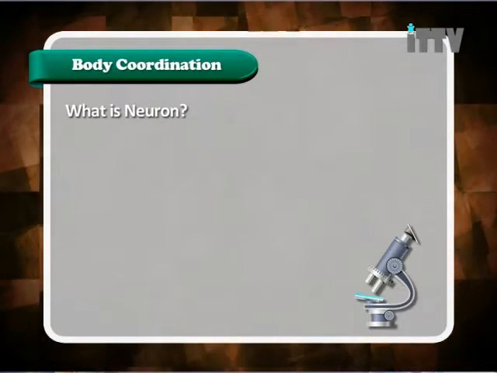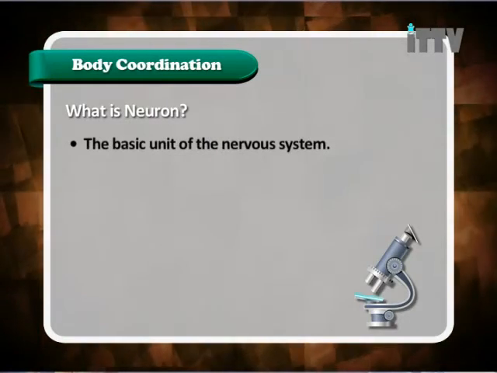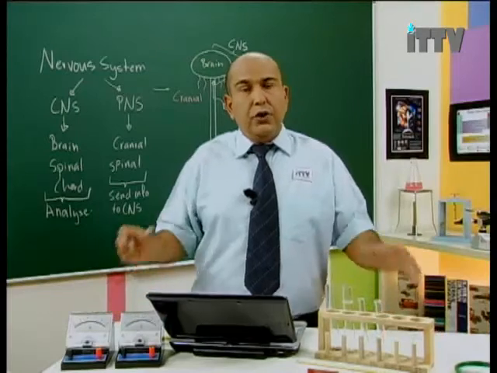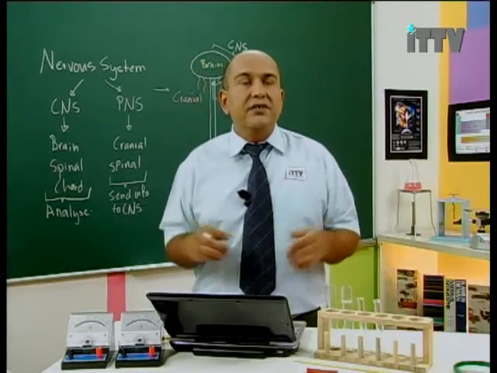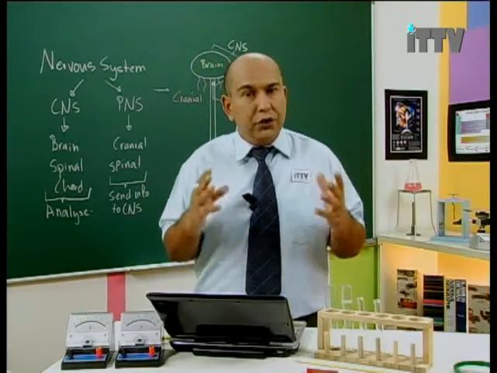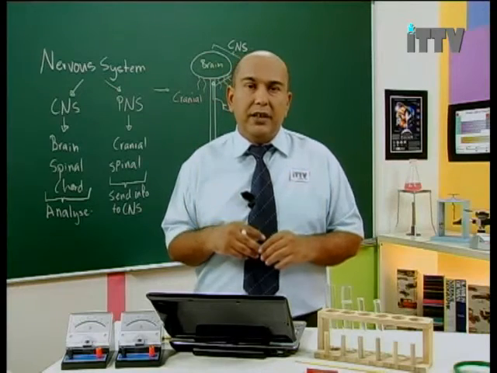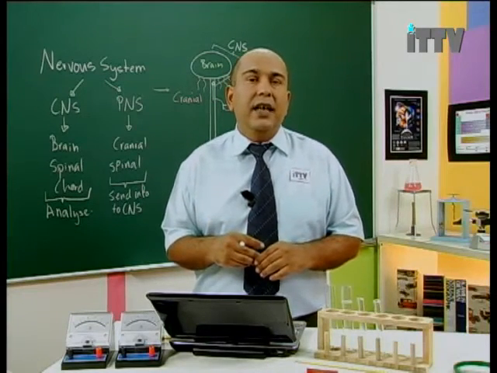What is a neuron? The basic unit of the nervous system. So, inside our nerves are our nerve cells. These nerve cells are also known as neurons. They are the basic unit, the simplest thing in our nervous system.